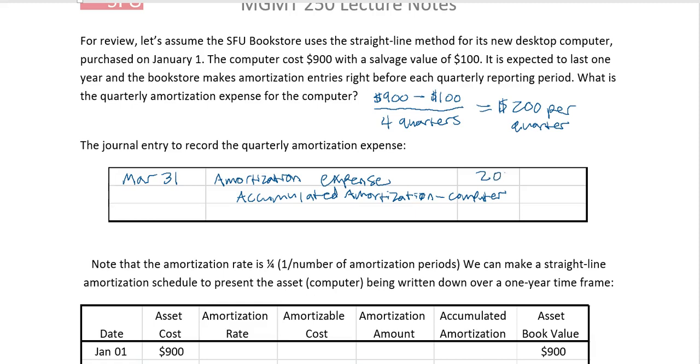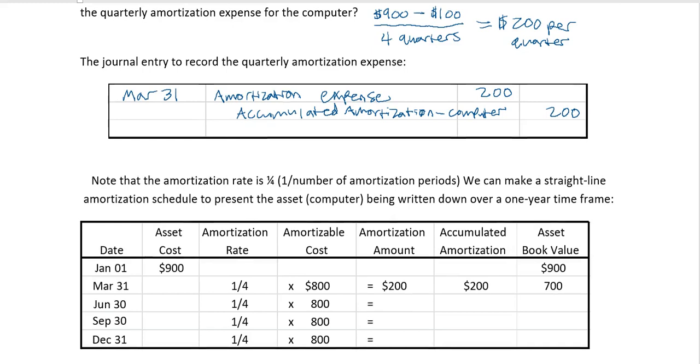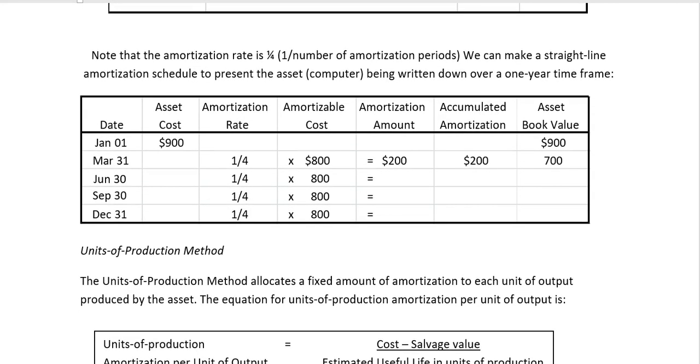So March 31st will be the end of our first quarter. We debit amortization expense, credit accumulated amortization computer for 200. I'm going to write a brief description. You can go ahead and do that. I would suggest maybe writing down your calculation if you feel like. 900 minus 100 divided by 4. Note that the amortization rate is 1/4, 1 divided by the number of amortization periods.